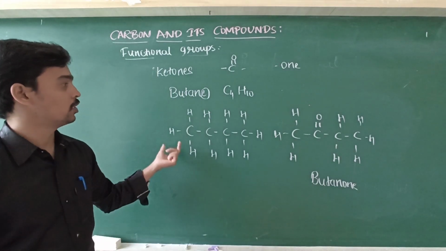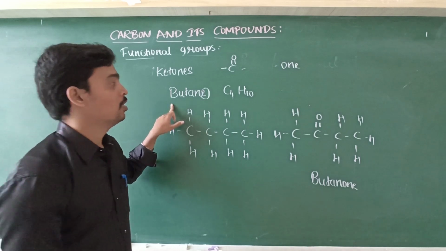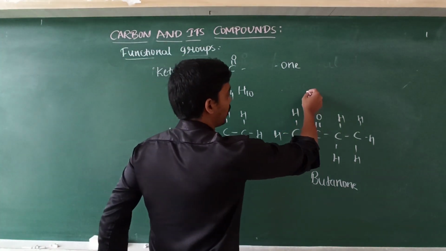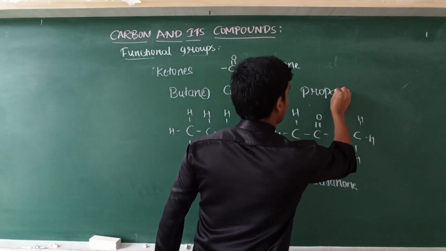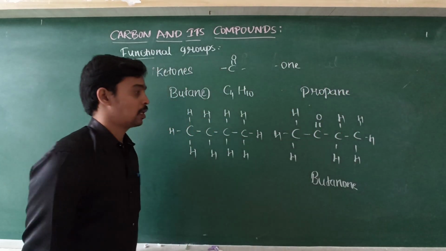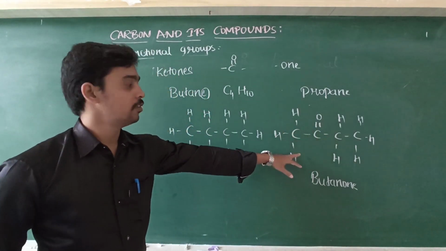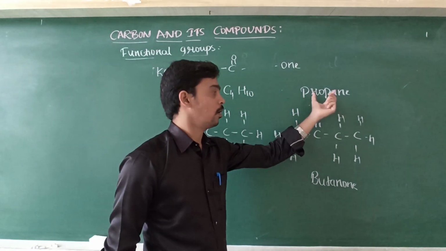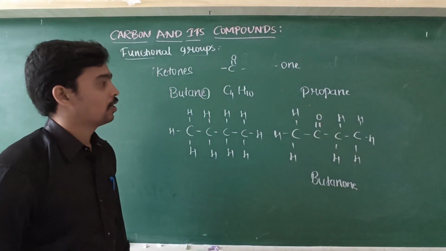But here the condition is it requires a minimum of 3 carbon atoms. That is, ketone groups start with 3 carbon atoms, that is from propane. Because in order to add the functional group CO, it needs a minimum of 3 carbon atoms. So the ketones begin from the compound with 3 carbons, that is propane. Okay, this is the condition.